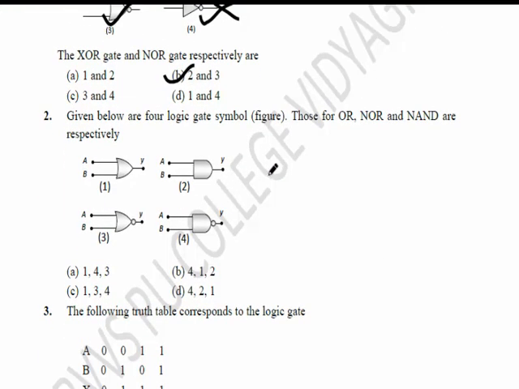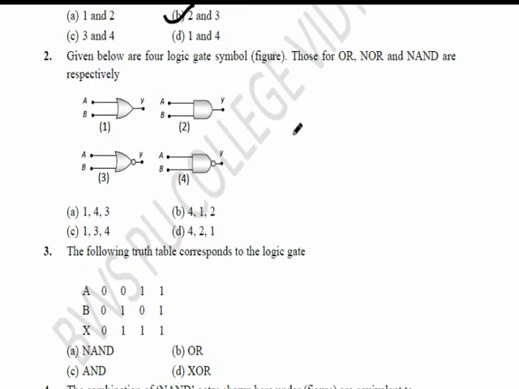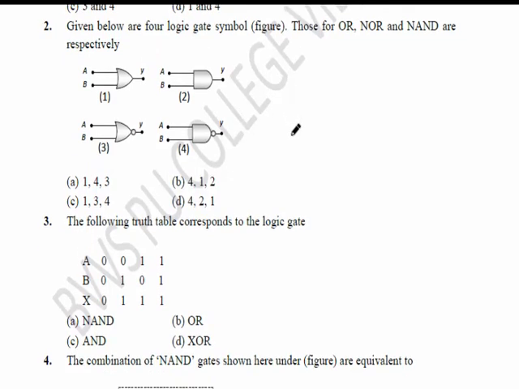Next, given below are 4 logic gate symbols. Those are for OR, NOR, NAND respectively. For the OR gate, 1 is correct. This is OR. For the NOR gate, 3 is the NOR symbol. Then NAND is 4. So which one is the correct option? 1, 3, 4 is C: OR, NOR, NAND. C is the correct option.